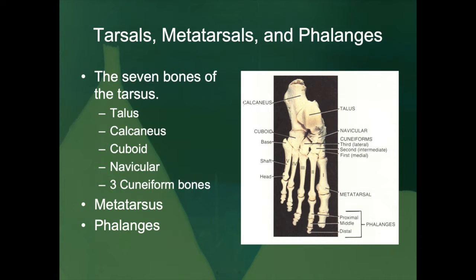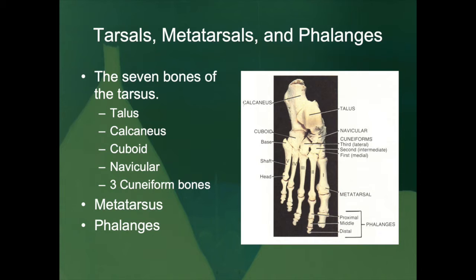The talus, the uppermost tarsal bone, is the only bone of the foot that articulates with the fibula and the tibia. All of the others that I just mentioned do not. The talus is surrounded on one side by a medial malleolus of the tibia, and on the other side by the lateral malleolus of the fibula.